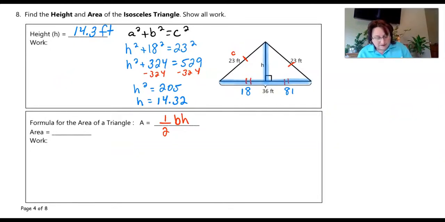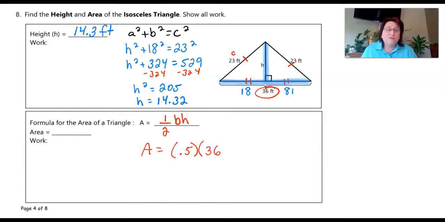So if we plug this in, area equals 1/2. Isn't 1/2 the same thing as 0.5? Yes. So area equals 0.5 times the base, which, the whole thing, was 36 feet. That was our base. And the height, well, we found the height. The height is 14.3 feet.